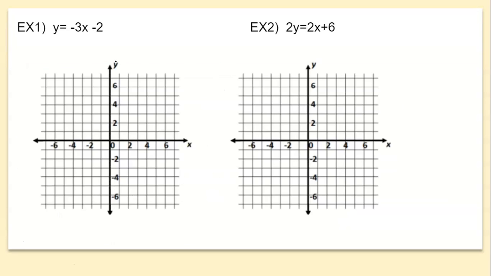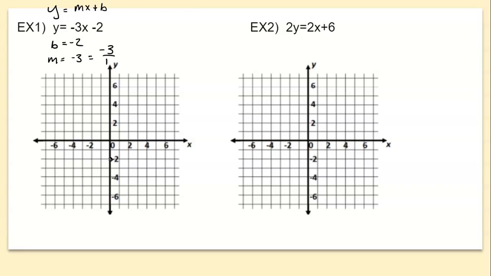Okay, so let's do an example here. So this one is already in slope-intercept form. We can see we have our y equals our slope and then our y-intercept. So our y-intercept in this case would be -2. So we want to start there. And then our slope in this case is -3. So as a fraction, that would be -3 over 1.